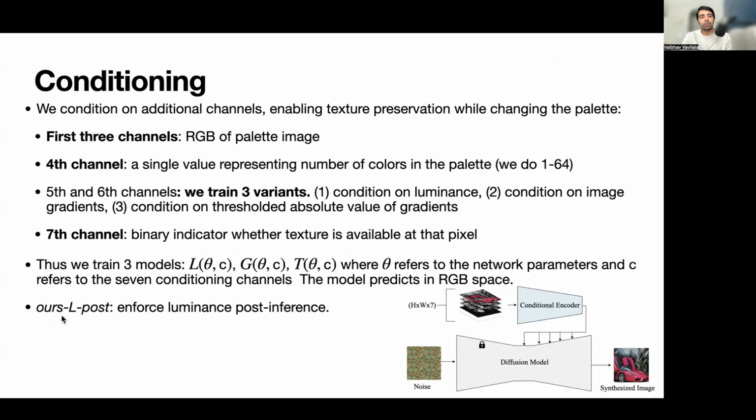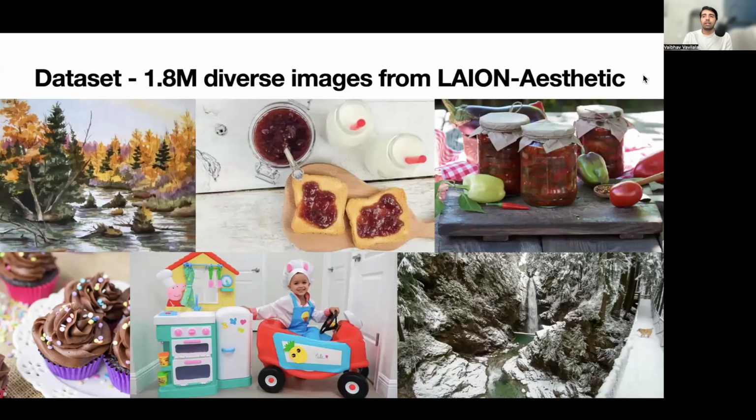Then we'll have a 4th option as well, where we take our luminance model and we enforce the source luminance as a post-process, where we convert to LAB space and then swap out the luminance channel. Our data set, we train on 1.8 million diverse images from LAION Aesthetic.